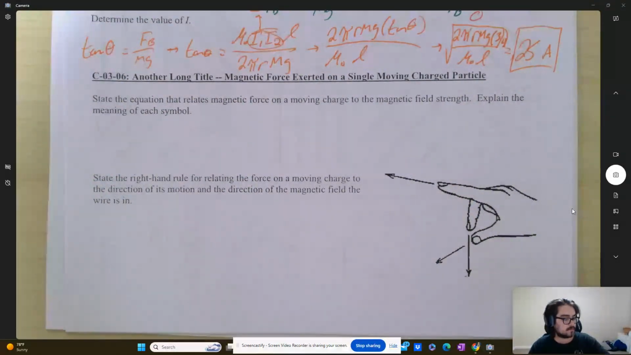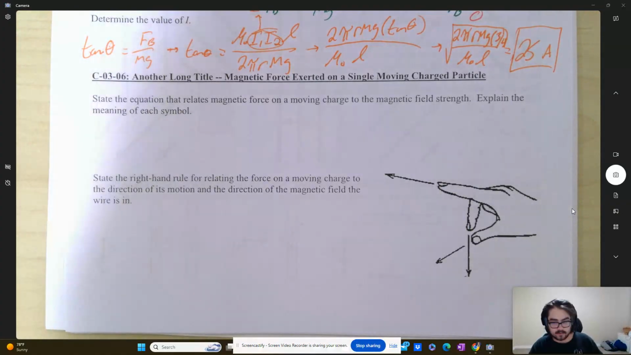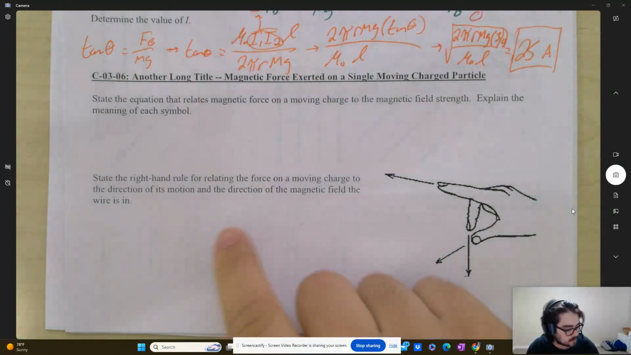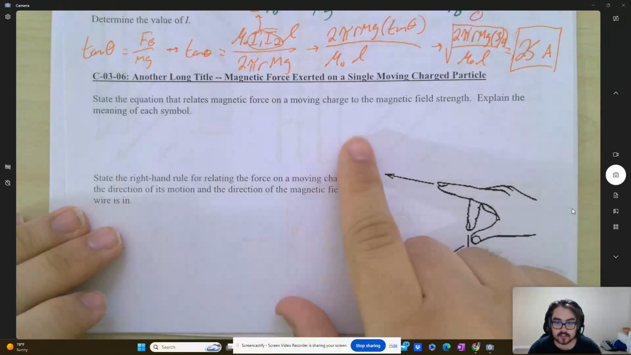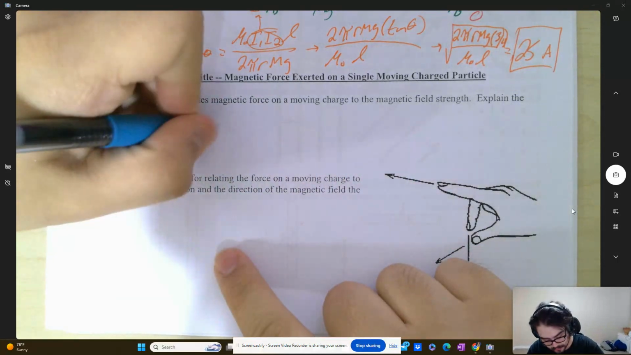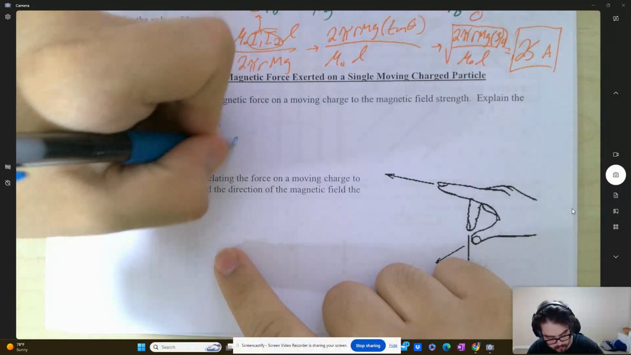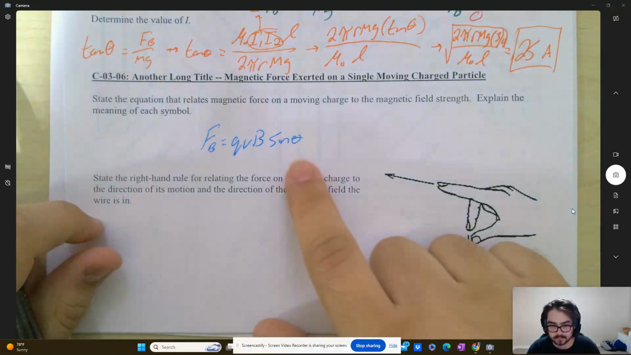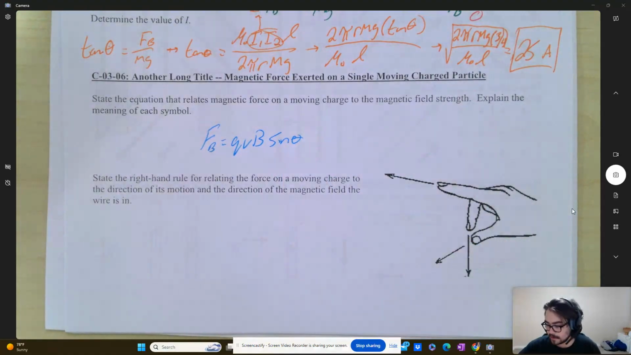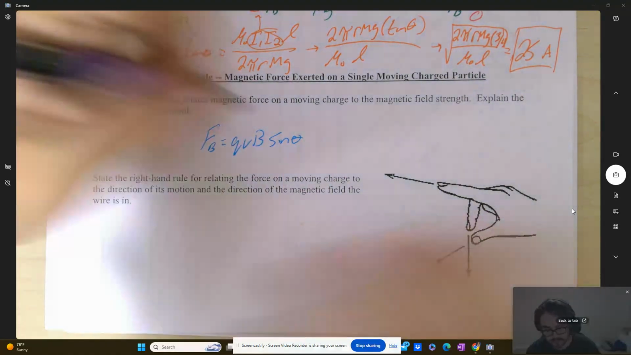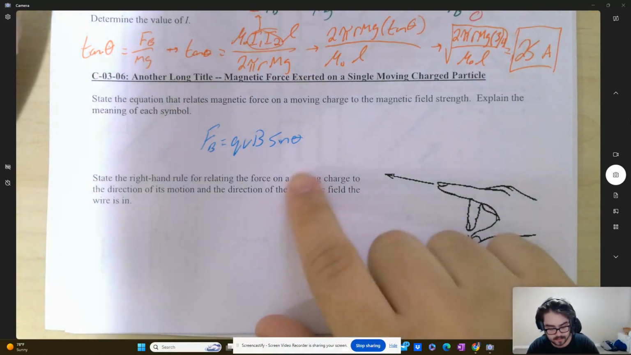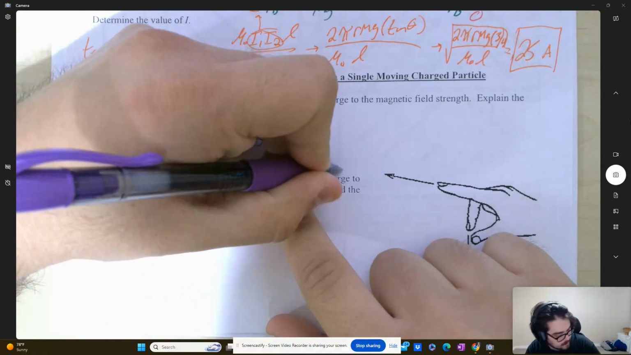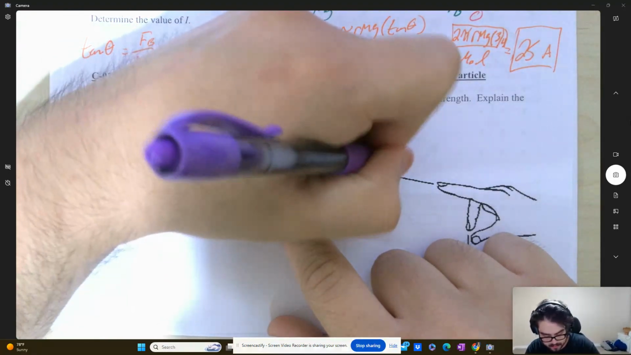Now, again, I don't have my super colorful pens because I left those at the school, unfortunately, but that's okay. There's an equation that relates magnetic force on a moving charge to the magnetic field strength. It's simply F sub B equals Q V B times the sine theta. And it's important to note that theta here is the angle between the velocity and the B field.